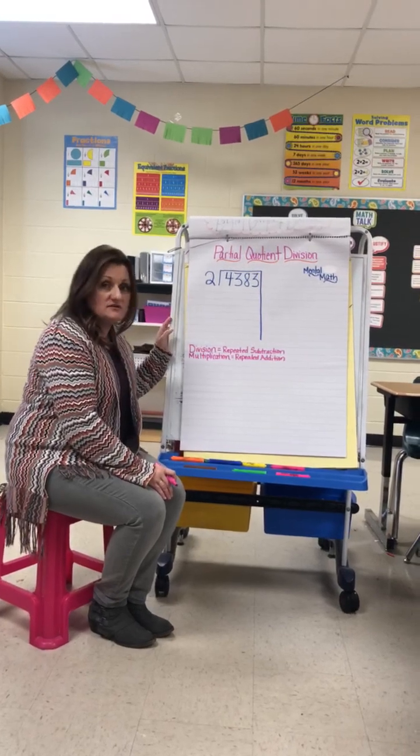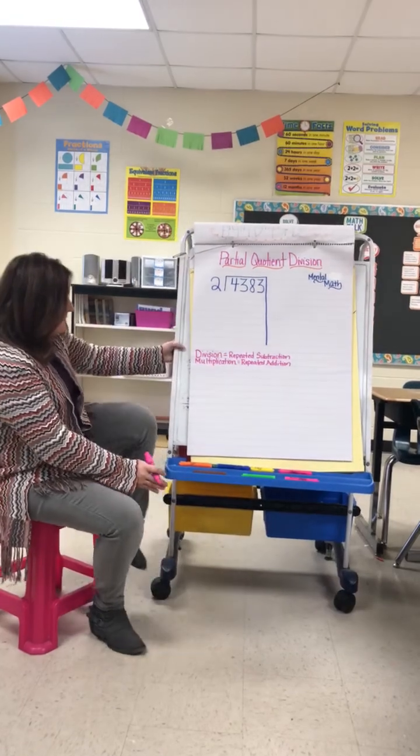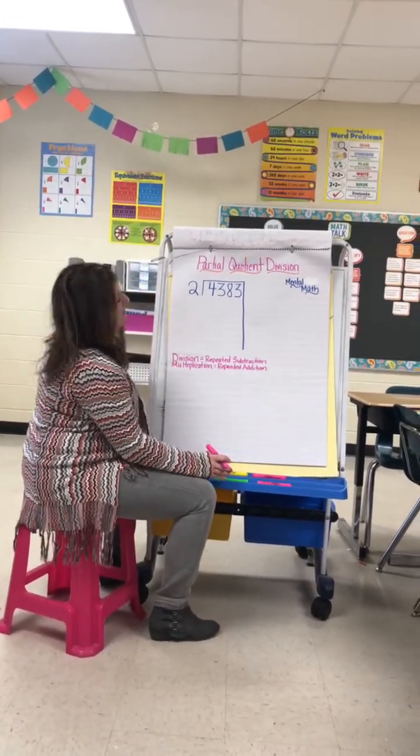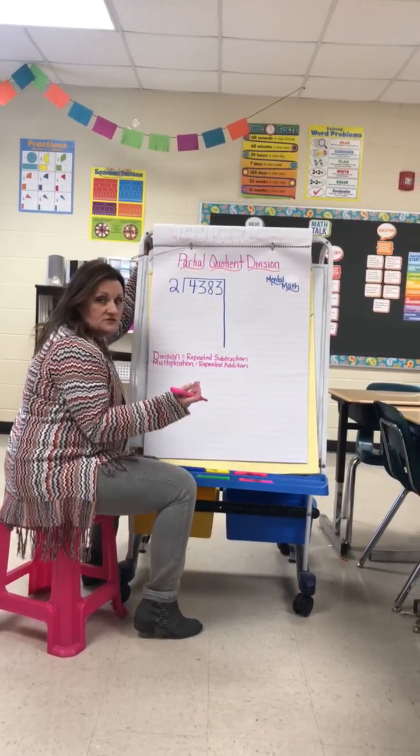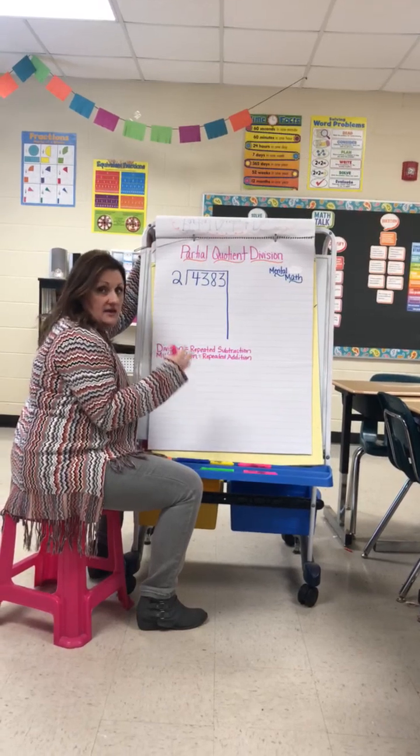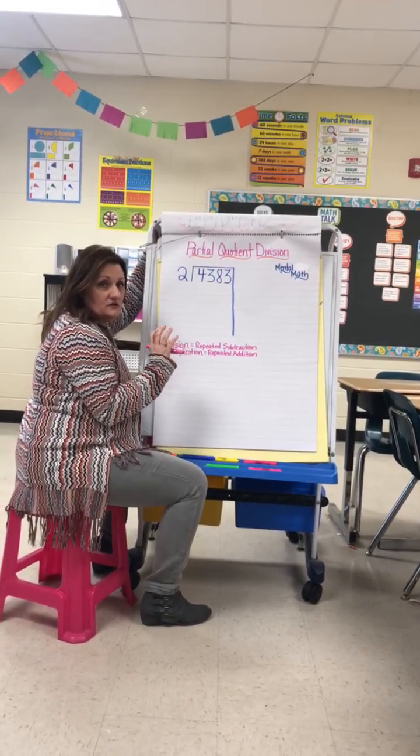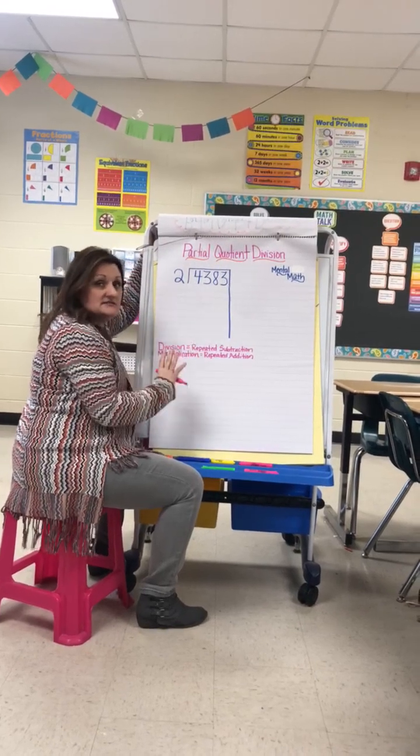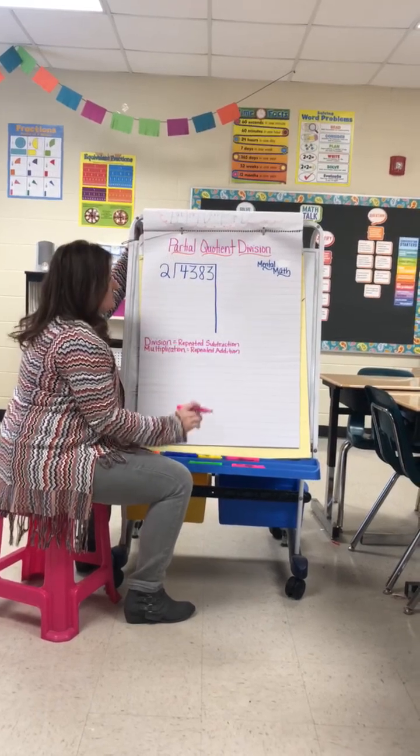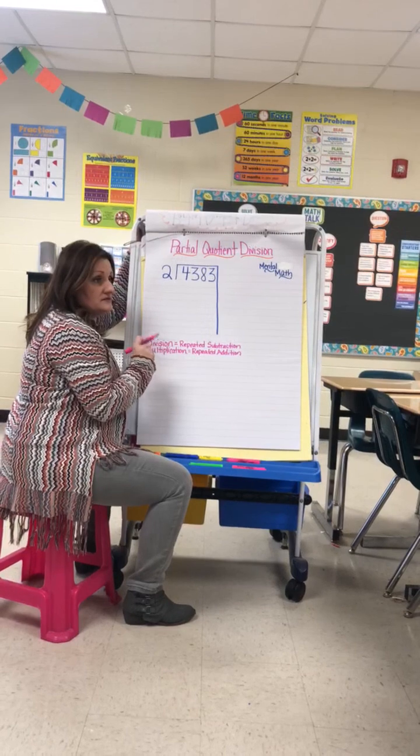Today I'm going to model how to do partial quotient division, which is much different than the way you and I learned it, which is called the standard algorithm. When we were in school, we learned the basic steps: divide, multiply, subtract, bring down. And then we just repeated that over and over. I know that most of you prefer that method because this is new and very foreign to you. It was to me too before I started teaching it. But this is actually much easier for the students.